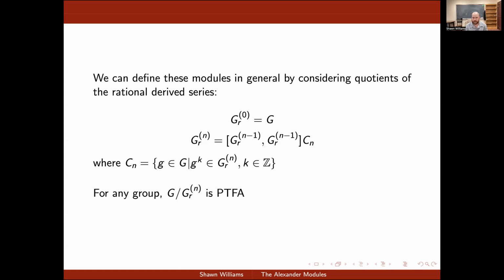So in the next video, I'm going to be talking about these Alexander modules of, say, the zero surgery of a knot, as well as the Alexander modules of the n-solutions of a knot. And in this case, you're not guaranteed that quotienting out by the derived series is PTFA. But if you pass to the rational derived series, you are guaranteed PTFA.